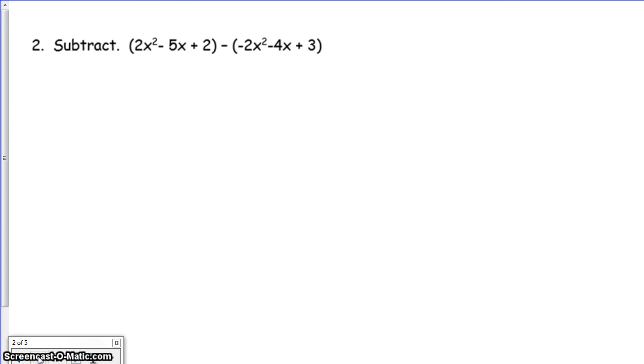Next we have subtraction. Again, remember, change subtraction to adding the opposite. So change that to an addition sign and then change the sign of every term inside your second parentheses. That makes it easier to combine our like terms to get 4x squared minus x minus 1.